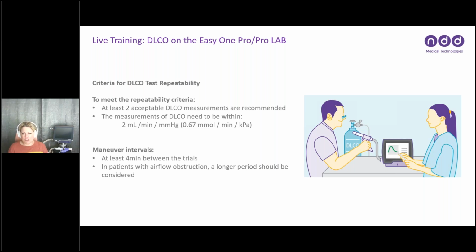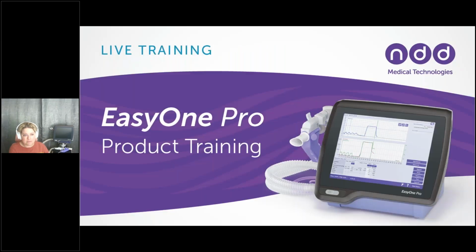So between these 2 measurements, we want to make sure that the DLCO is within 2 mLs per minute per millimeters of mercury together. Making sure that those DLCOs are almost identical between the 2 trials. Again, we do want to make sure we wait at least 4 minutes. If a patient had a severe airflow obstruction, like, you know, they took the full 12 seconds to exhale, we might give them a couple of extra minutes just to make sure that they have reset to baseline, essentially.